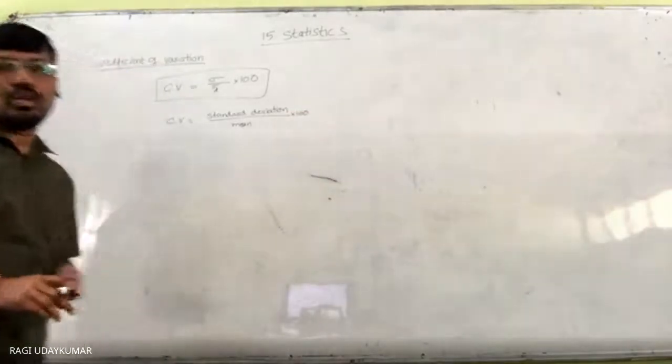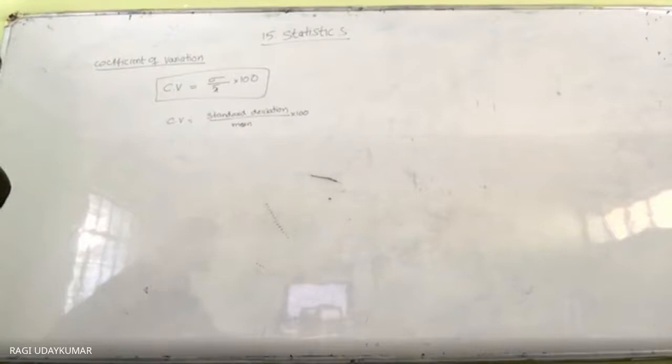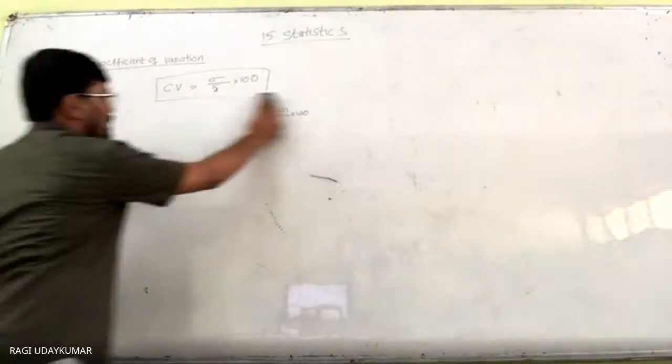Based on this only, you are going to do the next exercise, 15.3. In exercise 15.3, the first problem gives you two data sets, and you need to find out which group is more variable, either group A or group B. In this situation, for each data set you need to find the mean as well as the standard deviation, in the same way as we found in the previous problems.